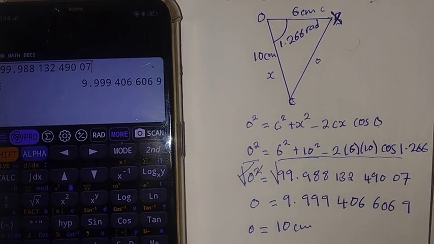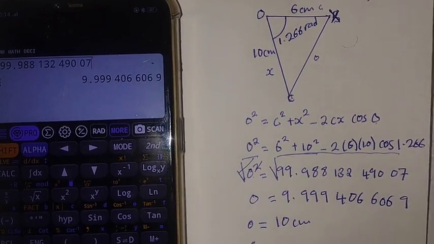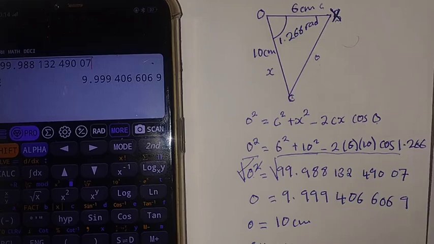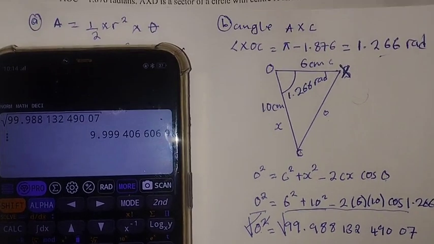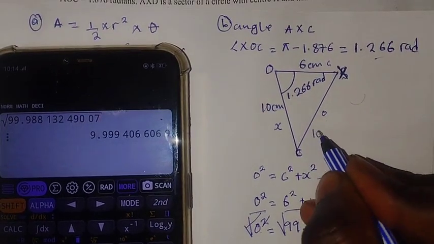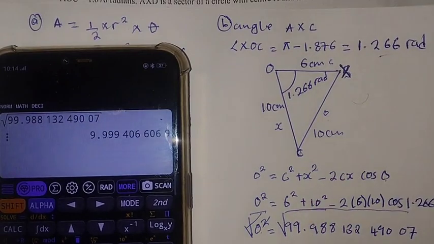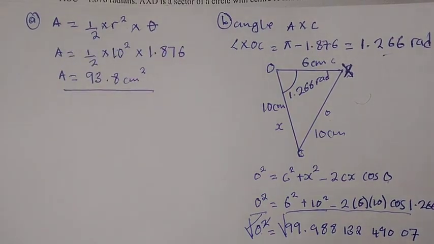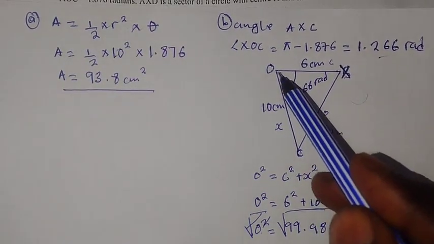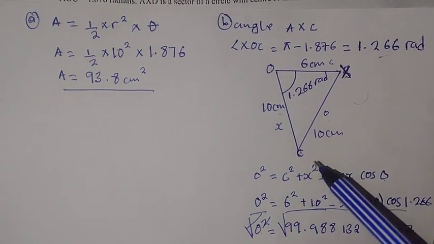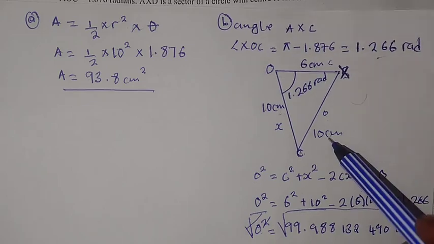So we are finding CX. This means that our CX is equal to 10 centimeters. So meaning that here it was a 10 centimeter. Now, what can you observe here? What you can observe is that if OC is 10 centimeters, CX is also 10 centimeters.